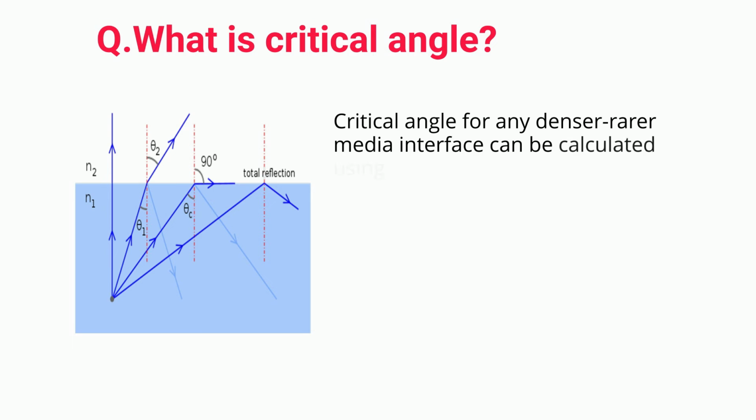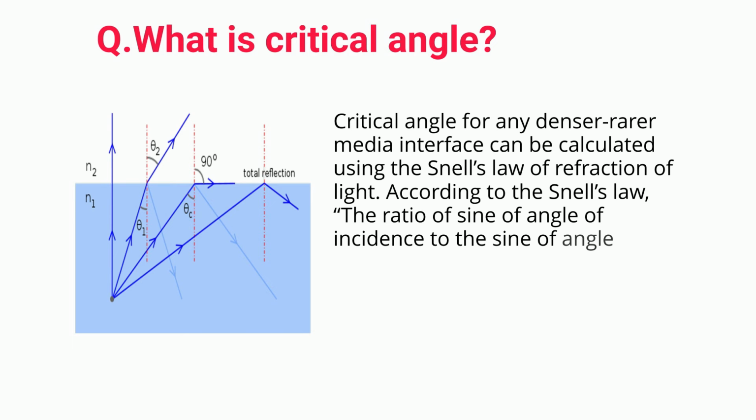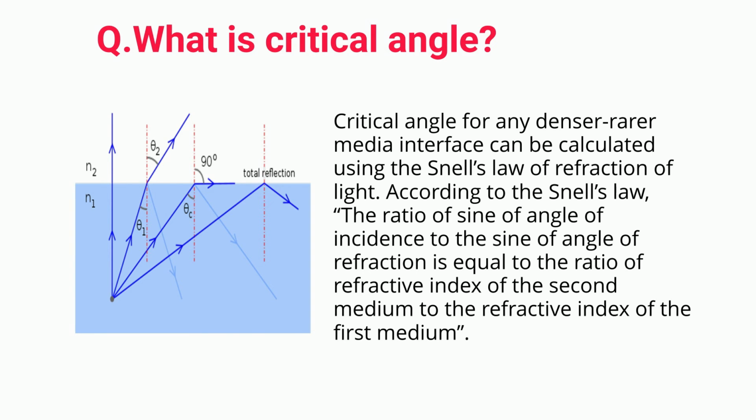Critical angle for any denser-rarer media interface can be calculated using Snell's law of refraction of light. According to Snell's law, the ratio of sine of angle of incidence to the sine of angle of refraction is equal to the ratio of refractive index of the second medium to the refractive index of the first medium.